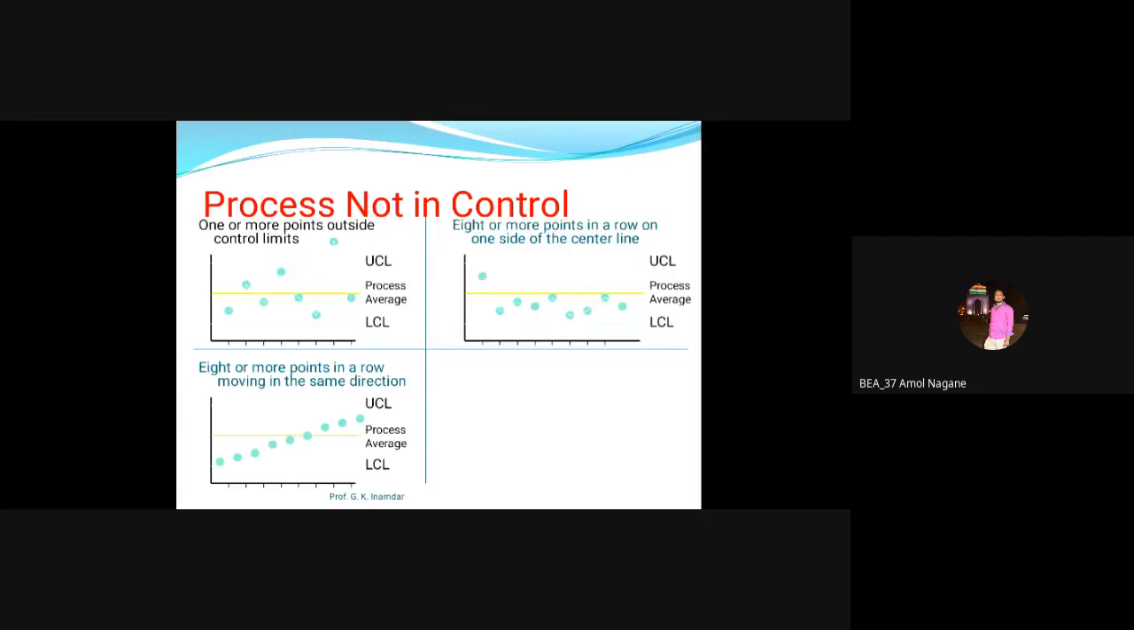Suppose for example, in the first diagram, one element is above the upper control limit. Okay, I think the second diagram shows 8 or more points in a row moving in the same direction.